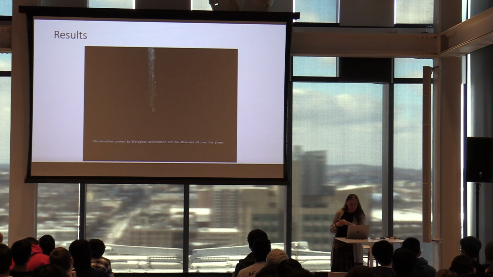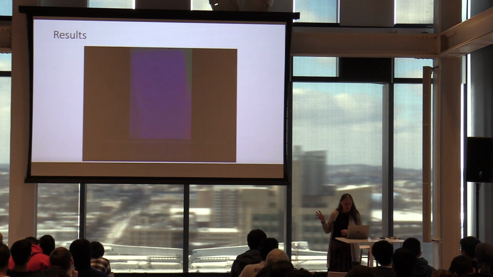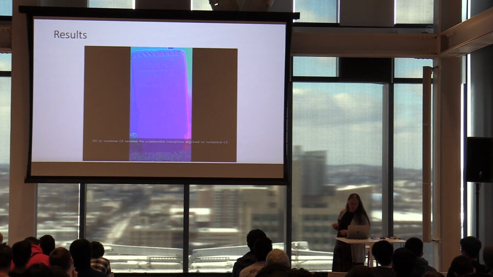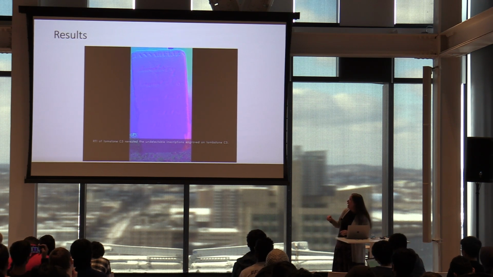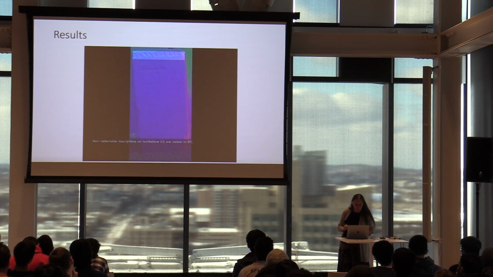And then the final thing is to segue to the other kind of imaging modality, which is reflectance transformation imaging, which reveals the surface normals, and then highlighting the inscription that becomes clearer in this mode.